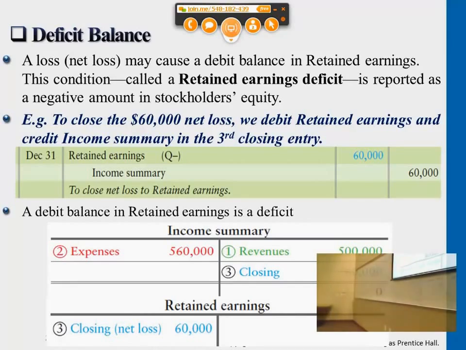Okay, so here's a contra example. Earlier we talked about net income. This is an example of net loss. And when you close the account, income summary will be credited, retained earnings will be reduced, debit retained earnings account. So on the balance sheet, you see a bracket around that number.